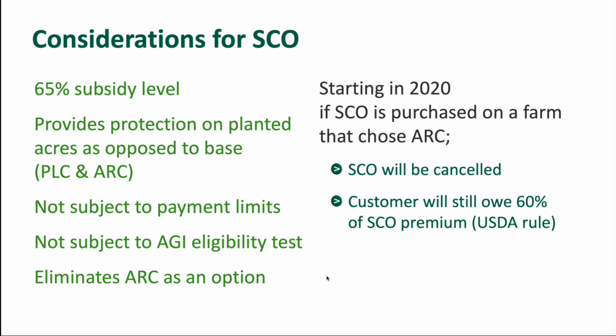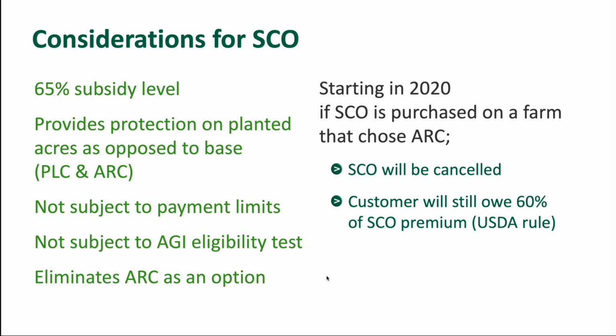If you tell FSA you want ARC County and tell your crop insurance agent you want SCO on the same farm, you don't get both. They will cancel SCO and you will be charged 60% of your SCO premium for no additional coverage. Now, again, this was a non-issue in the previous farm bill. That was a one-time choice that lasted for 5 years. You could not change your mind on ARC County or PLC. This farm bill obviously gives farmers a lot more flexibility. They can change from ARC County to PLC and vice versa from one year to the next.